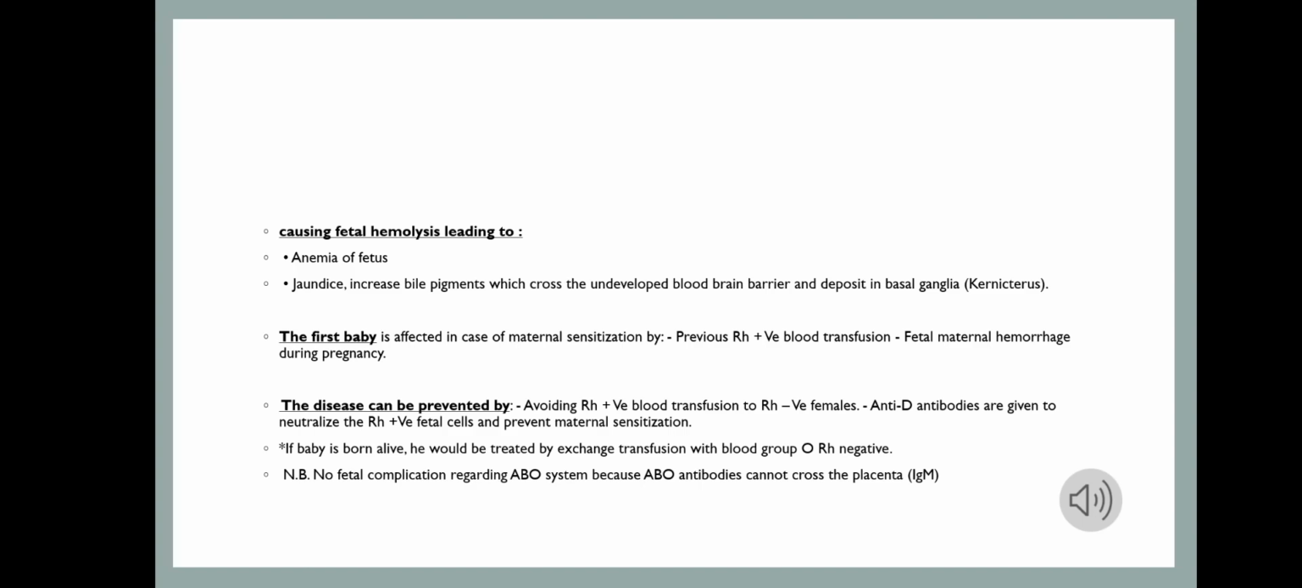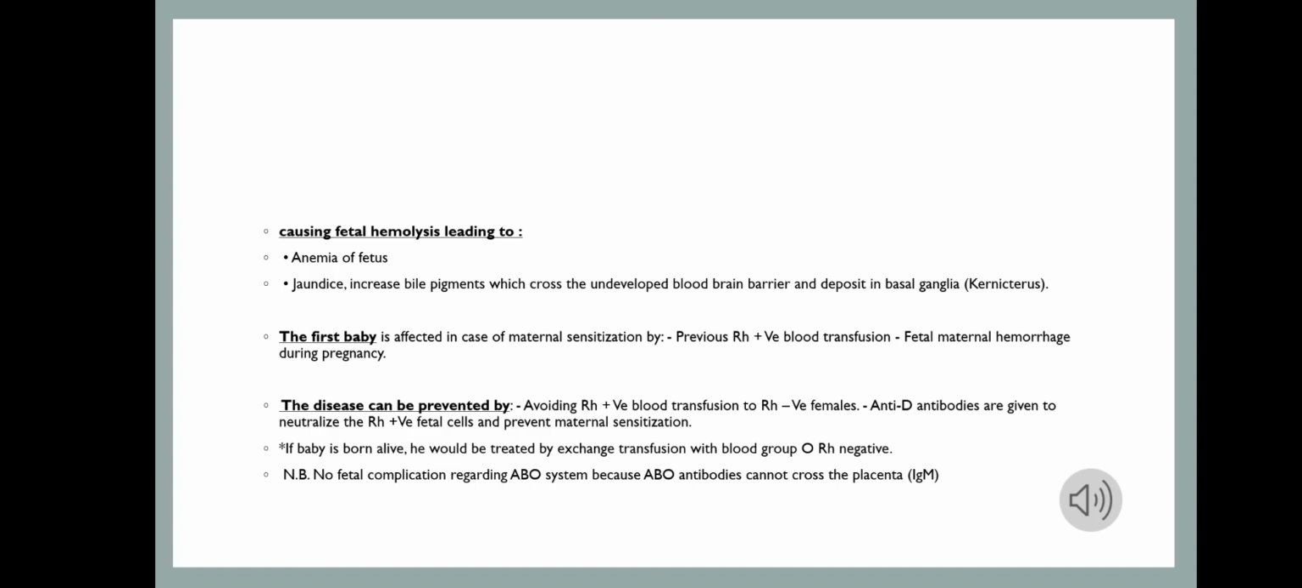طيب احنا ممكن نتفادى الموضوع ده عن طريق حاجتين: اول حاجه avoiding ال RH positive blood transfusion to RH negative females، يعني الفيميل اللي يكون عندها ال RH بتاعها negative ما تاخدش اي نقل دم من حد يكون ال blood بتاعه RH positive. تاني حاجه anti-D antibodies are given to neutralize the RH positive fetal cells and prevent maternal sensitization. بندي حاجه اسمها ال anti-D antibodies للفيميل اللي هي عندها ال RH negative.